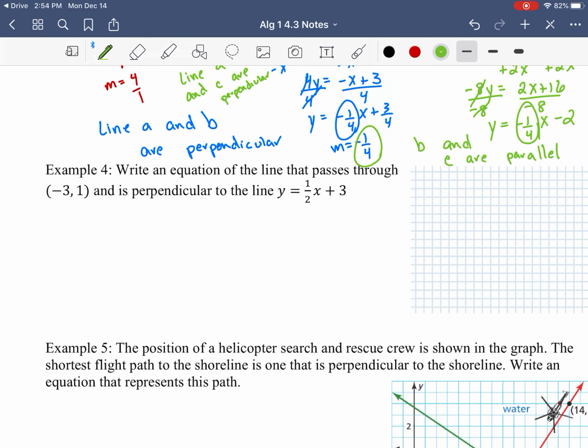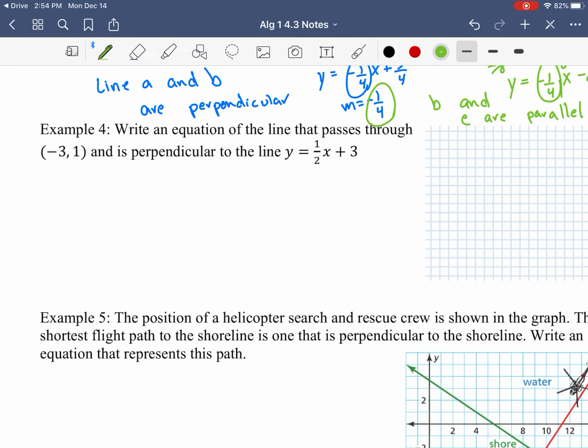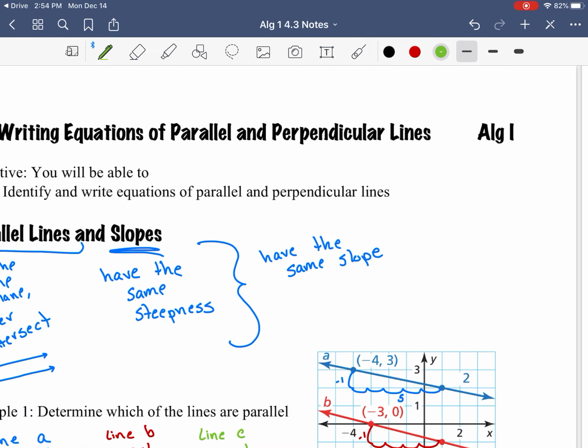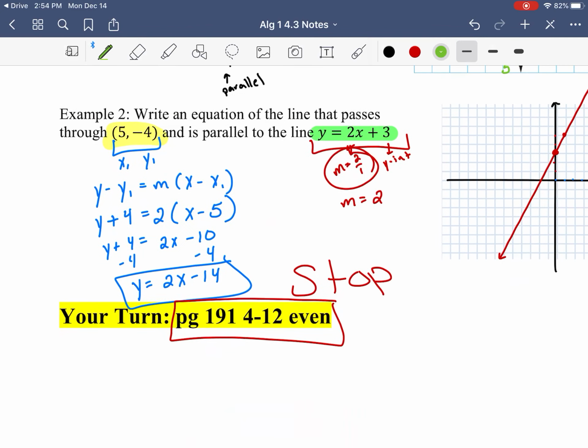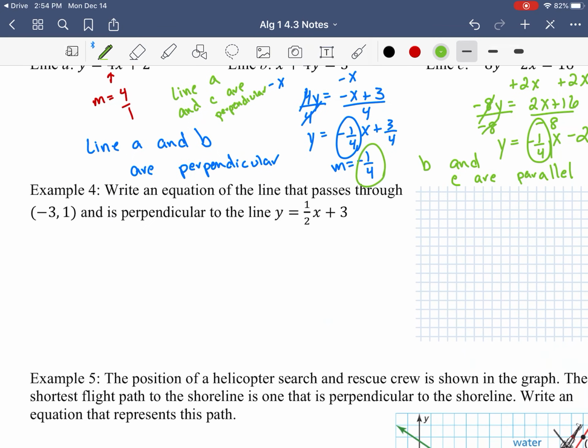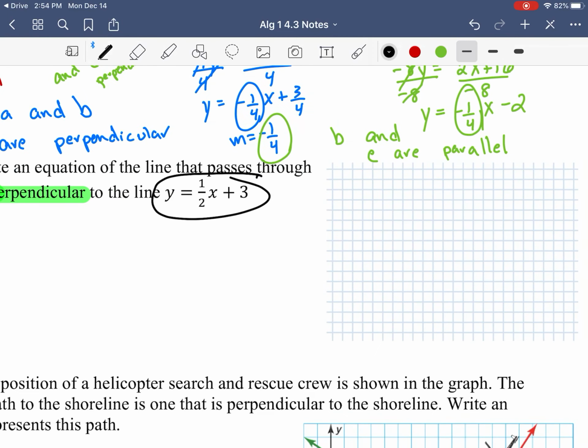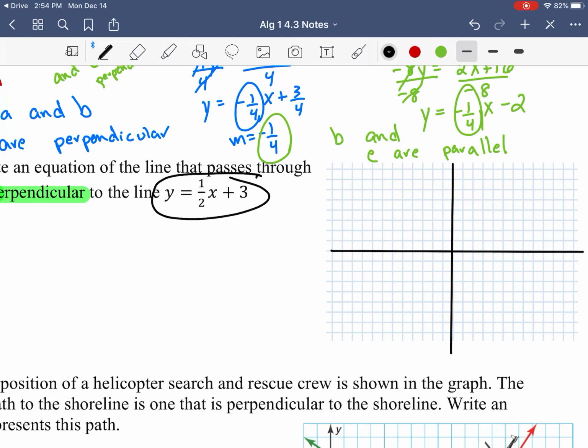All right, this next example, we want to write an equation of a line that passes through. This is very similar to this example 2 that we did over here, except we want to be perpendicular, not parallel. So I'm going to start it out in much the same way. I'm going to start by graphing this line. I want to see what that line looks like by sketching it out. Red.